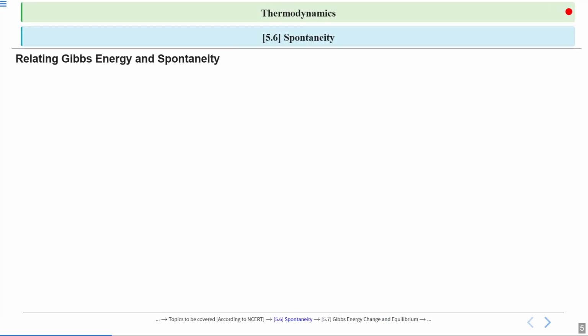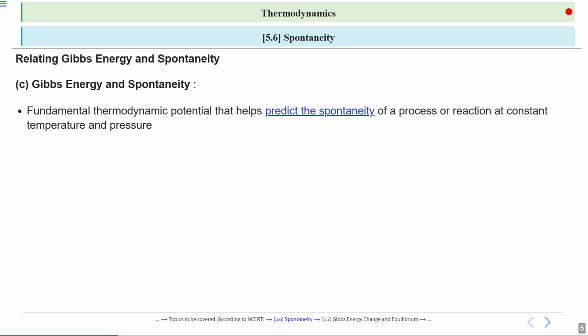So first, let us try to relate the Gibbs energy and the spontaneity. Now, if I talk about the Gibbs energy, then it is a fundamental thermodynamic potential, and its most important part is it helps us to predict the spontaneity of a process, right? So this is the most important and fundamental reason for developing the state function known as Gibbs free energy. We tried to use the enthalpy, we failed there. We tried to use the entropy, we also failed there because of some limitations. Now we are moving on to a new function known as Gibbs free energy to decide the spontaneity.